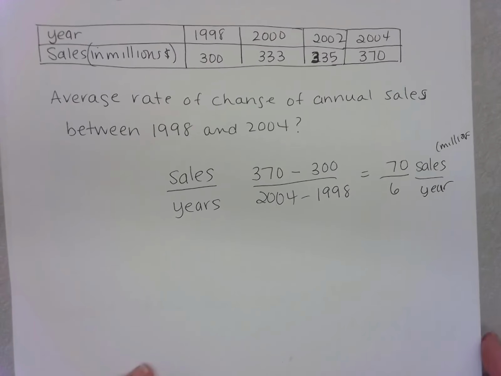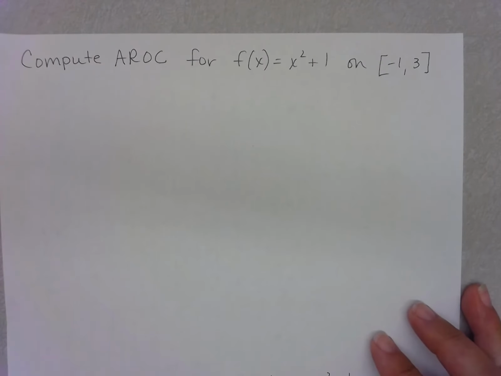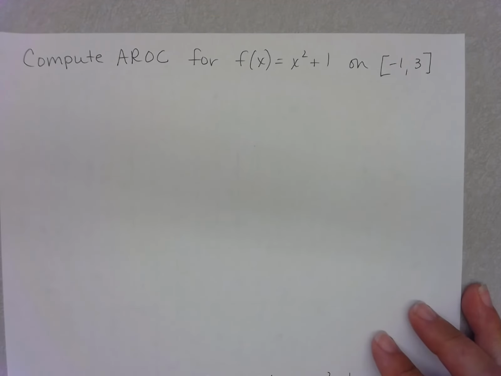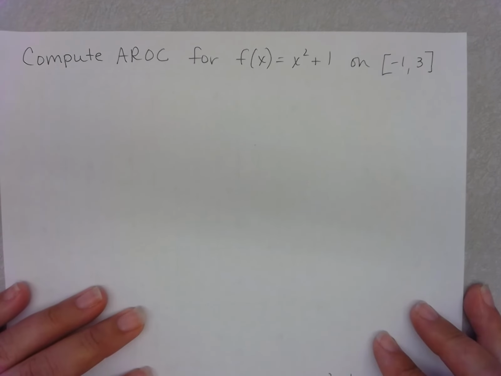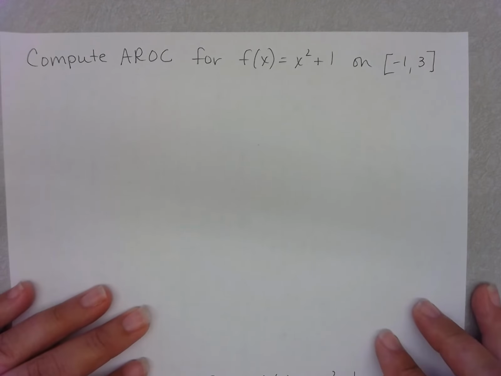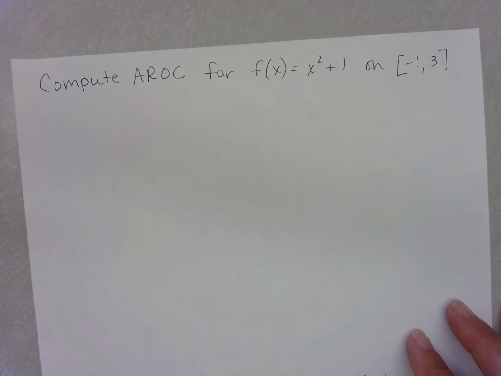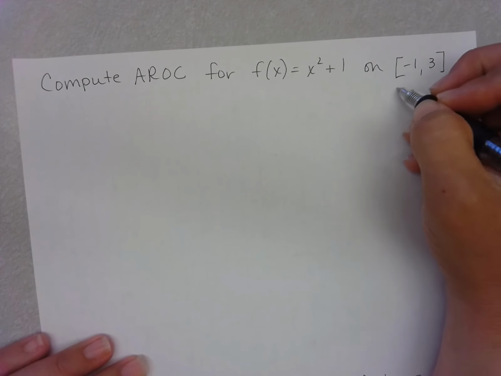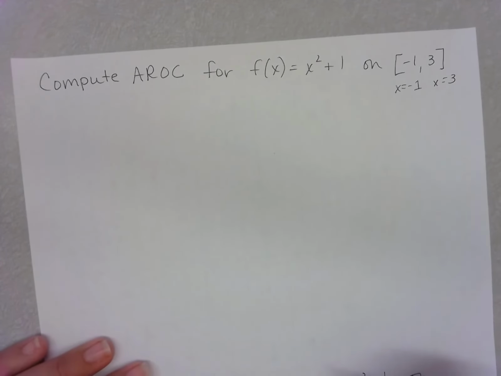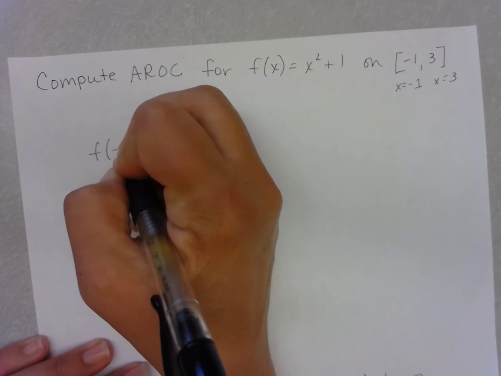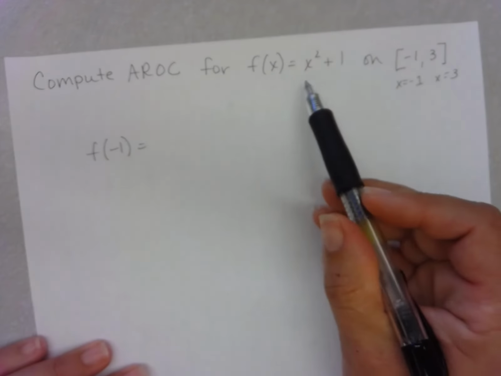Okay. All right, so let's just do another couple of examples. What if we wanted to calculate the average rate of change for f of x equals x squared plus 1 between -1 and 3? So this time I'm going to have to figure out my own y values. So this is between x is -1 and x equals 3. That's our interval notation.